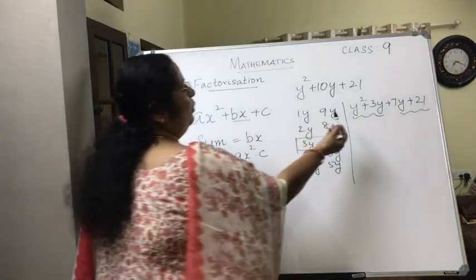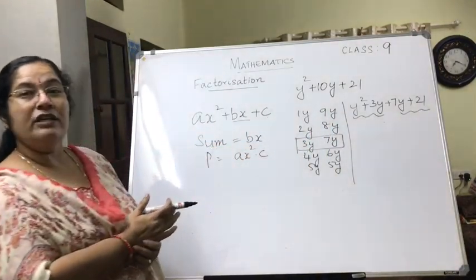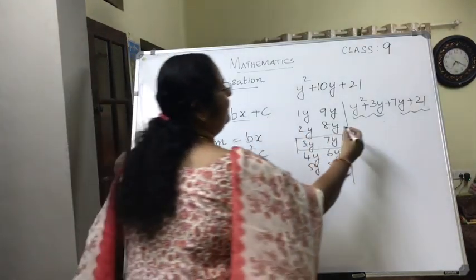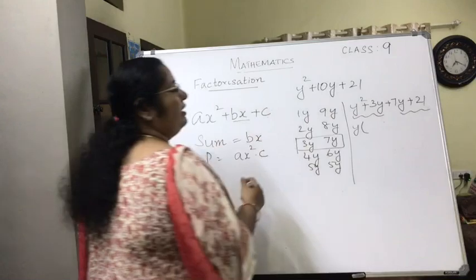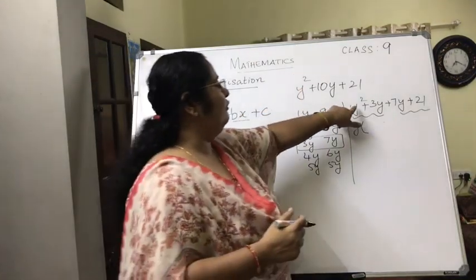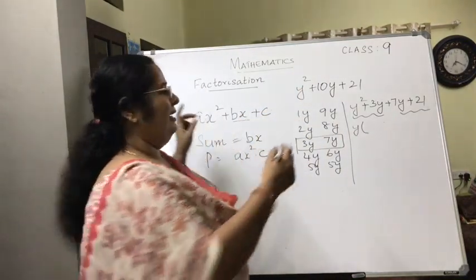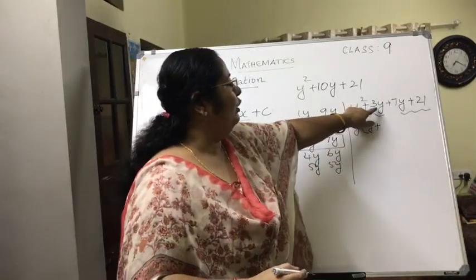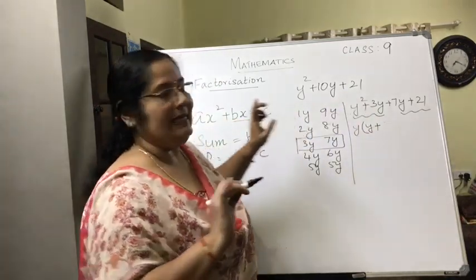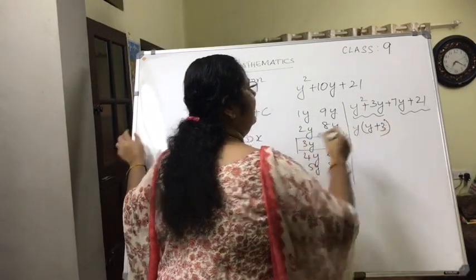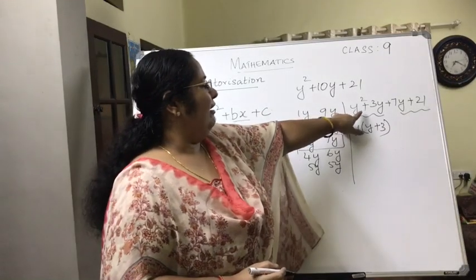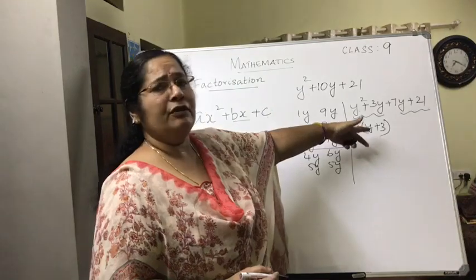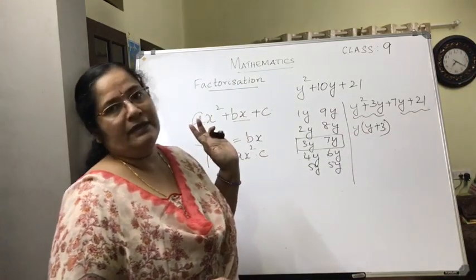Now when you take y square plus 3y, what is common there? Y is common there. So we will take the y out. What remains? Y into what will give you y square? Y into y. So the first term here will be y, plus y into what will give you 3y? 3. So this is y into y plus 3. I have factorized y square plus 3y, or you can say reduced it, to y into y plus 3.